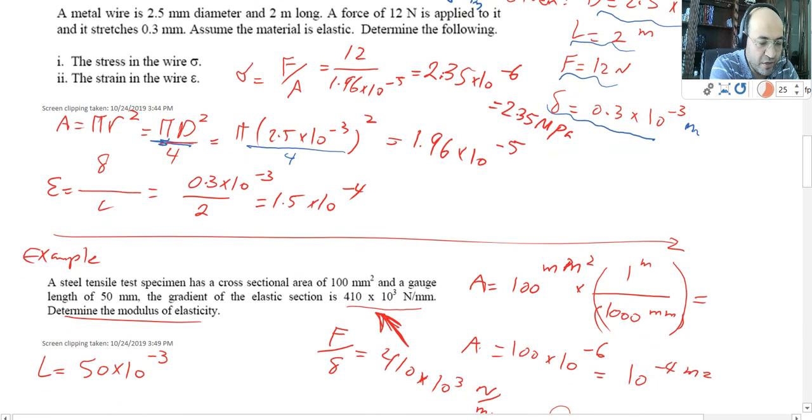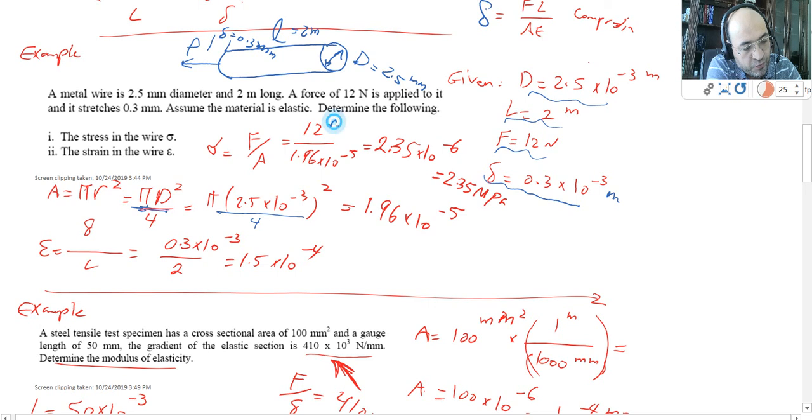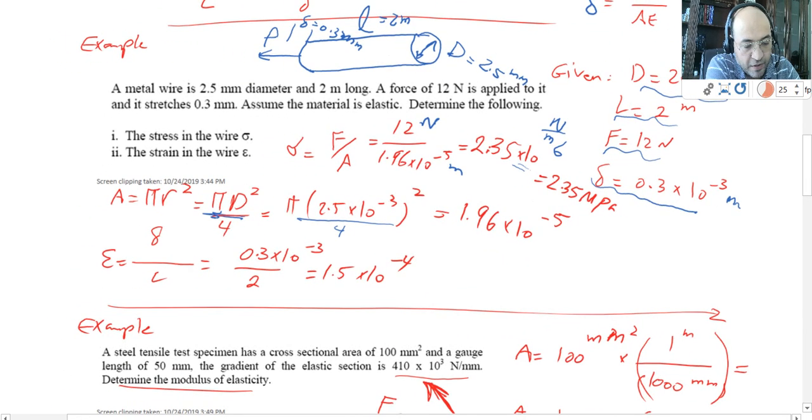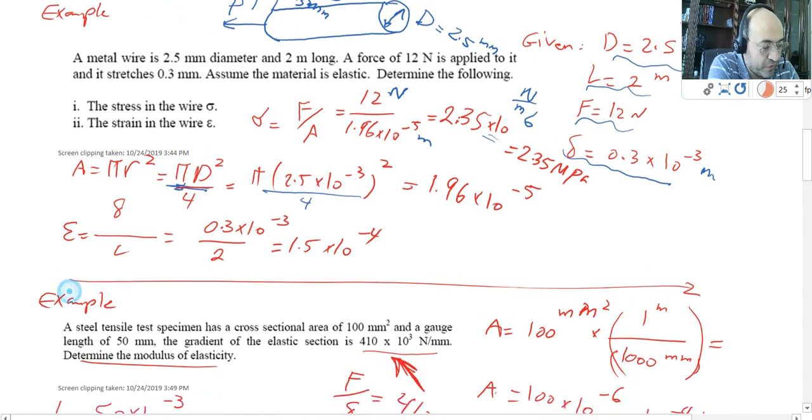It doesn't have a unit, but the unit for sigma, because you put Newton on the top and then you put meter square at the bottom, will be Newton over meter square. Sorry, this is supposed to be positive 6, not negative 6. Now 10 to the power of 6 is mega, and then Newton over meter square is Pascal. That's the unit for Pascal. So that's why we use 2.35 megapascal for the unit.